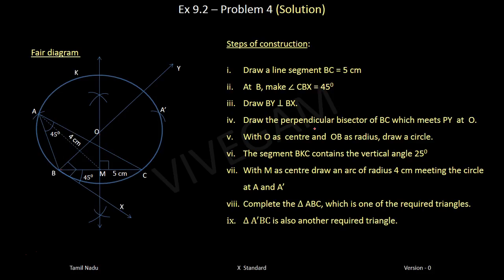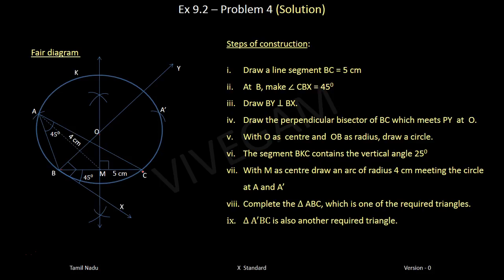Then draw the perpendicular bisector of BC which meets BY at O. So what did we do? We drew the perpendicular bisector of BC. This is the perpendicular bisector. It intersects BY at a particular point O, and it also intersects BC at M. Now with O as a center and OB as a radius, draw a circle. What did we do next? With O as a center and OB as a radius, we drew this circle.